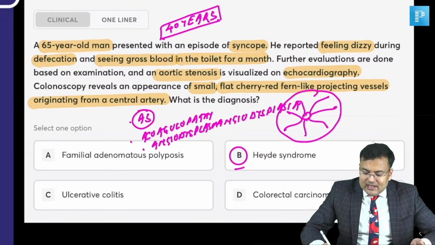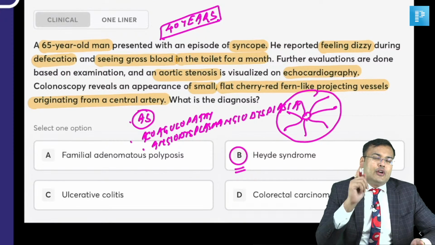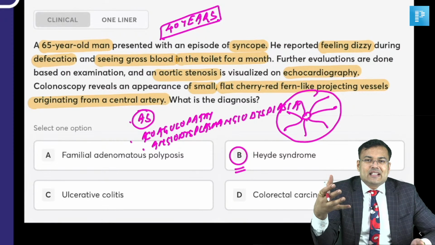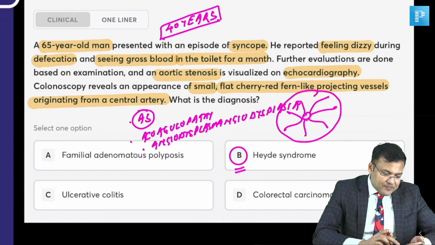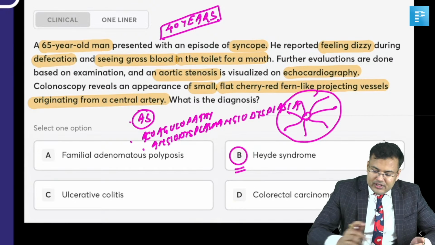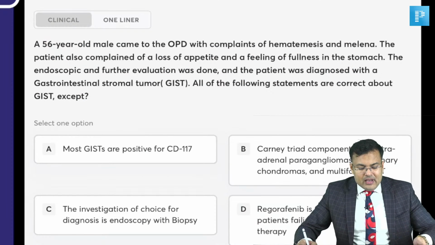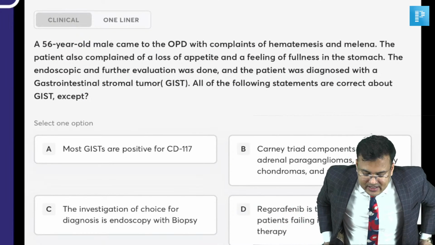So what is the correct answer, guys? Again, Heyde syndrome. So I hope you will not forget now. It is SCA, aortic stenosis, coagulopathy which is acquired, anemia because of angiodysplasia. Okay, guys? Anemia because of angiodysplasia. Clear? Now, this is very easy question, guys. Tell me what's the correct answer.